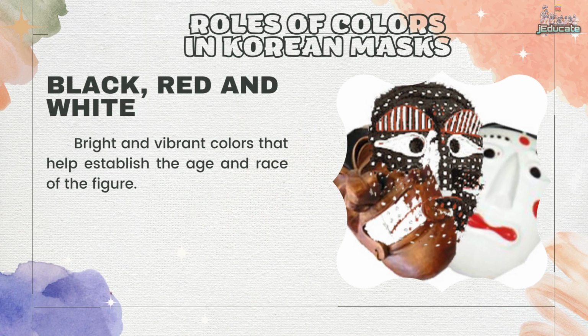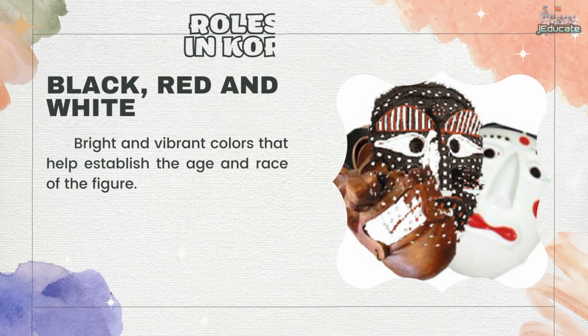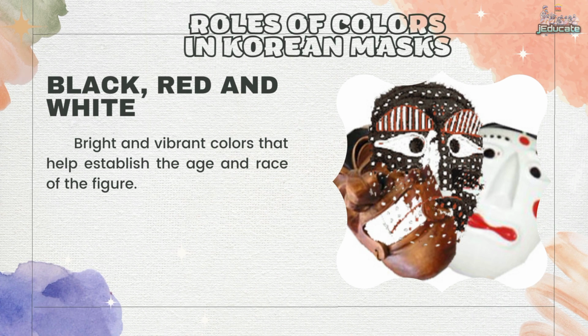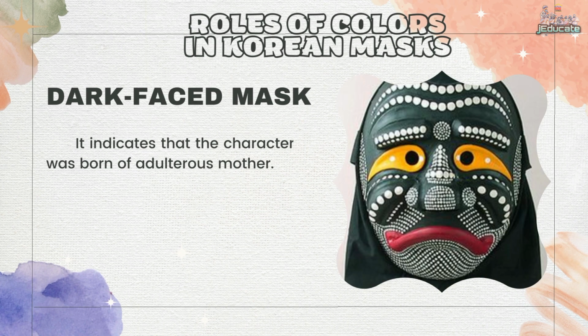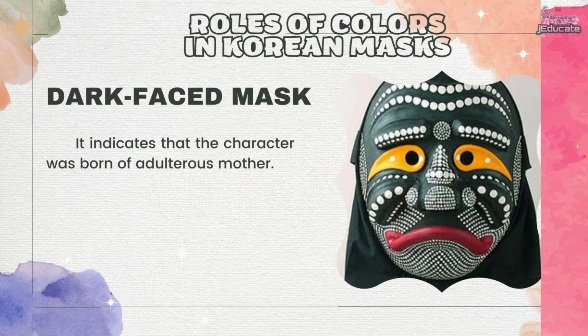Roles of colors in Korean masks: black, red, and white. Bright and vibrant colors that help establish the age and race of the figure. A half red and half white mask symbolizes the idea that the wearer has two fathers, Mr. Red and Mr. White. A dark-faced mask indicates that the character was born of an adulterous mother.